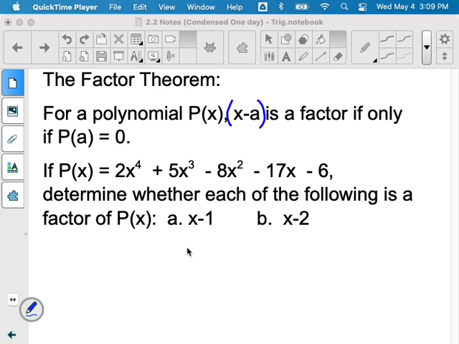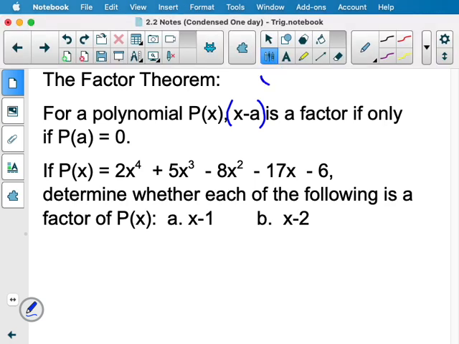So what this means is if you were to take x minus a, set it equal to 0, solve for x equals a, and then evaluate function p for a, so we'd place a into all the x's in that polynomial, the output would be 0, okay?